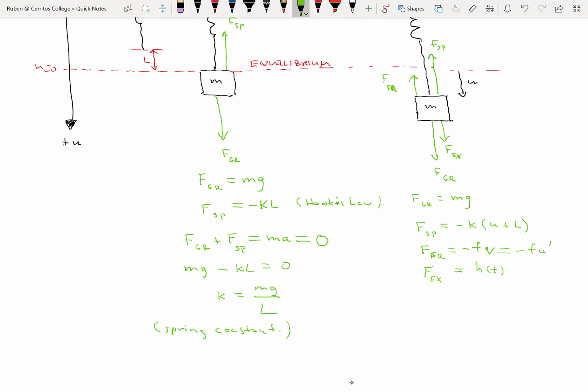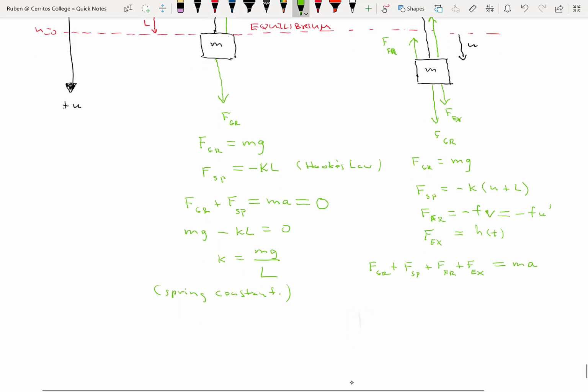Using Newton's second law, we have the force due to gravity plus the force due to the spring acting on the mass. We have the frictional force. We have the external force, and that's all we're accounting for in our diagram. And that, according to Newton's law, is mass times the acceleration of the spring.